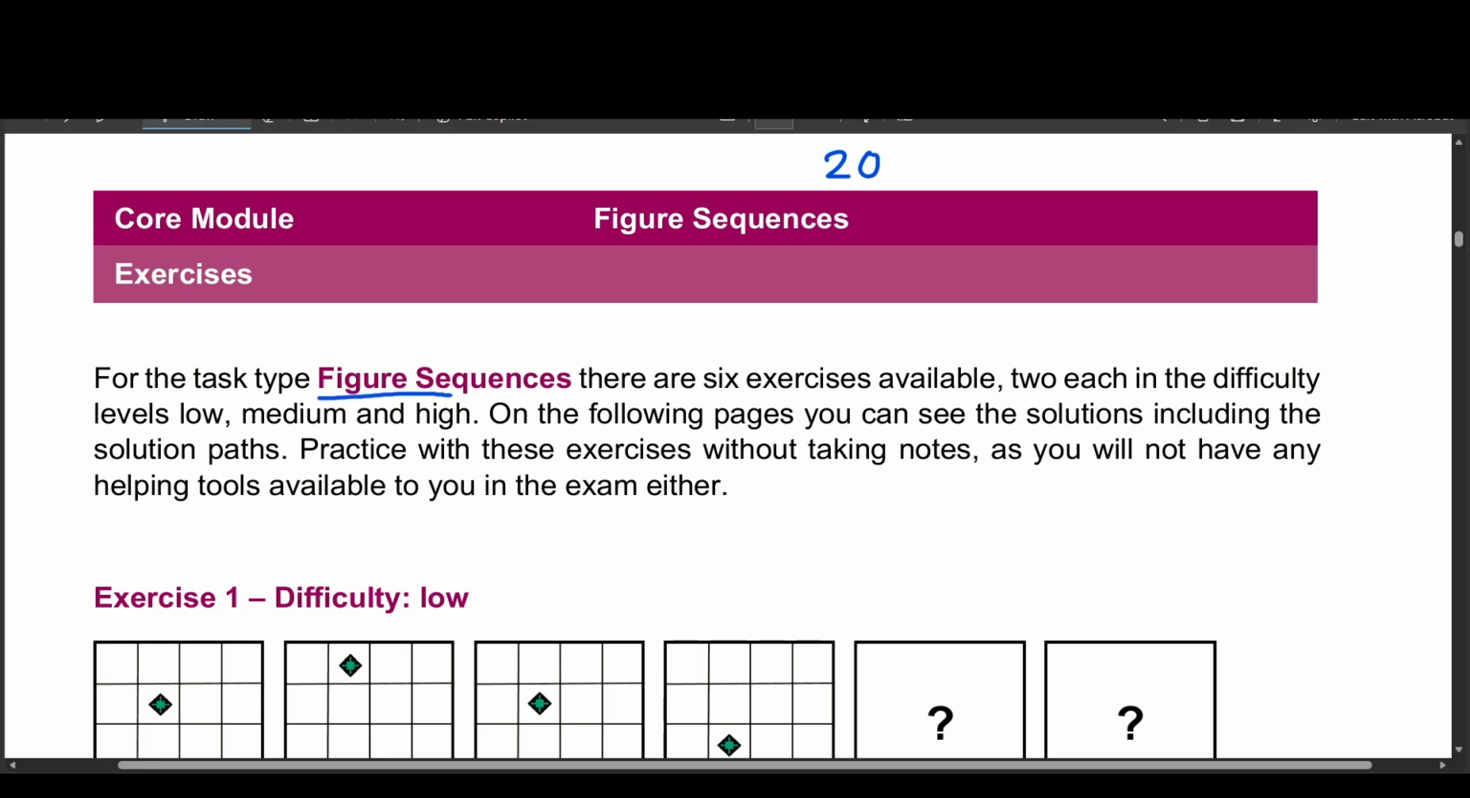For the task type figure sequences, there are 6 exercises available, 2 each in the difficulty levels low, medium, high. On the following pages, you can see the solution including the solution paths. Practice with these exercises without taking notes, as you will not have any helping tools available to you in the exam either. Means you won't be getting any pen notes, anything. Everything you have to do in your mind only. Maximum 75 seconds you will be getting for one question.